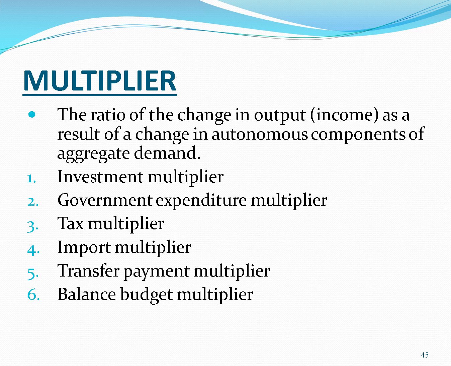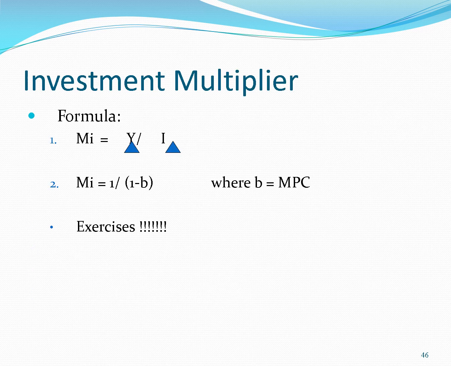So what is a multiplier? Multiplier is the ratio of the change in output or income as a result of a change in autonomous components of aggregate demand. So we have investment multiplier, government expenditure multiplier, tax multiplier, import multiplier, transfer payment multiplier, and the last one, balanced budget multiplier. So what is an investment multiplier?